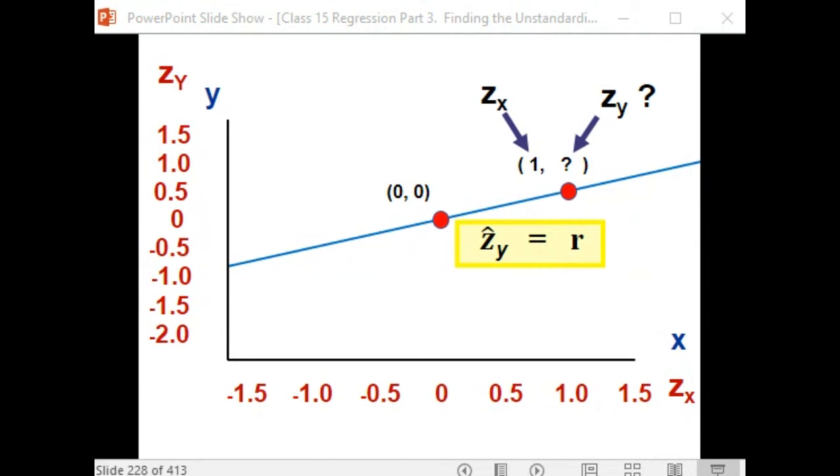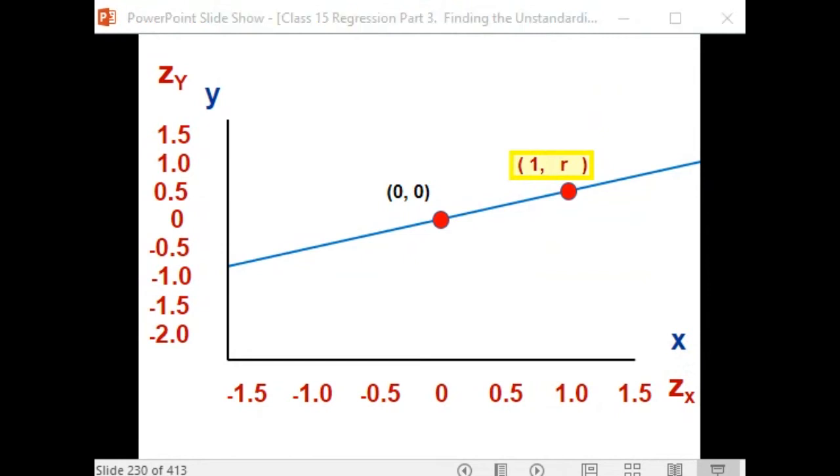The predicted z of y is equal to r. Well, this is our answer. The z of y is equal to r. So we'll just write it up here. The z of y coordinate of the point is r.